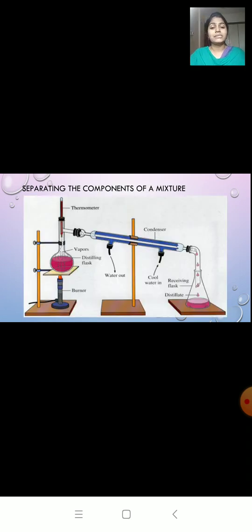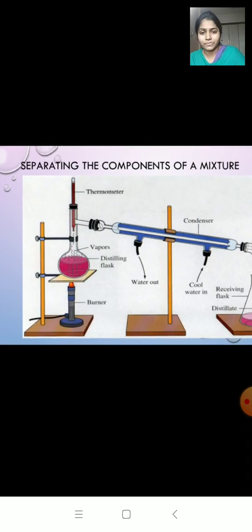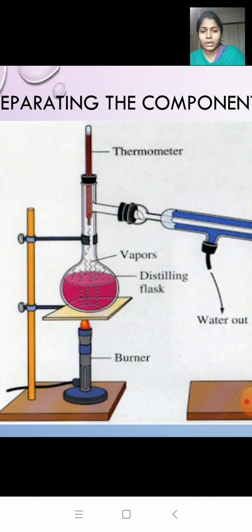Now this is the setup. Apparatus setup for distillation. Now let us just go through the apparatus. What kind of apparatus are used? So first over here we have round bottom flask, or you can call it as distillation flask. So mixture is taken in this flask. On the top of the flask we have thermometer.